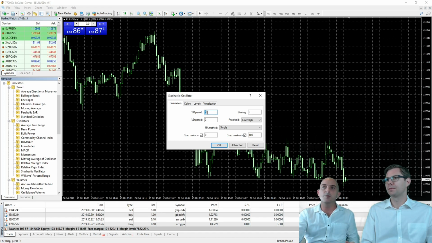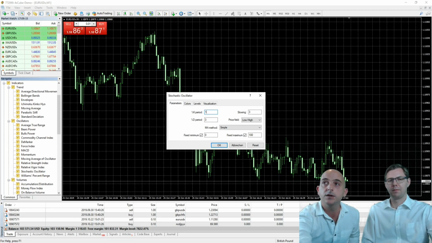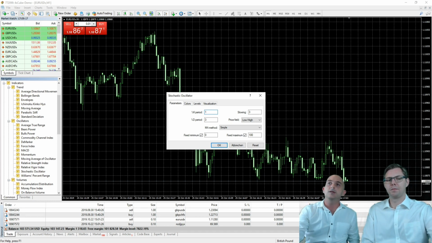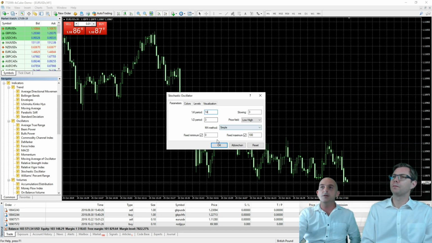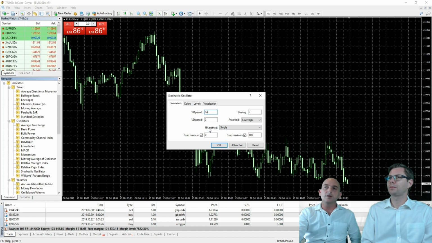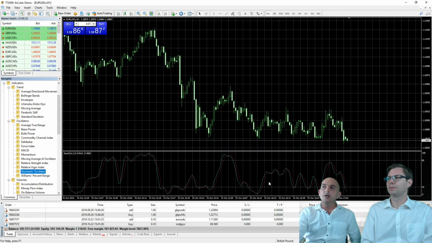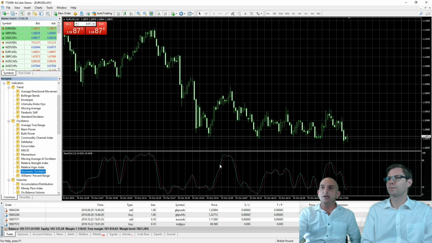So I'm just going to type 14 into this field, and we've got an MA, which is a moving average. It's a simple moving average. You can use exponential, smoothed, linear weighted, but we're just going to stick with simple moving average, and click OK. And now we have our stochastic indicator or oscillator overlaid on our chart.